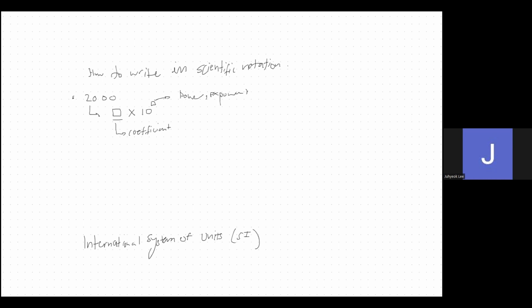All right, with that in mind, the answer to the number 2000 would be 2 times 10 to the third. Mathematically, this just makes sense. If you multiply 10 3 times, it'll be 1,000. 1,000 times 2 will be 2,000. So it's pretty easy. All right.